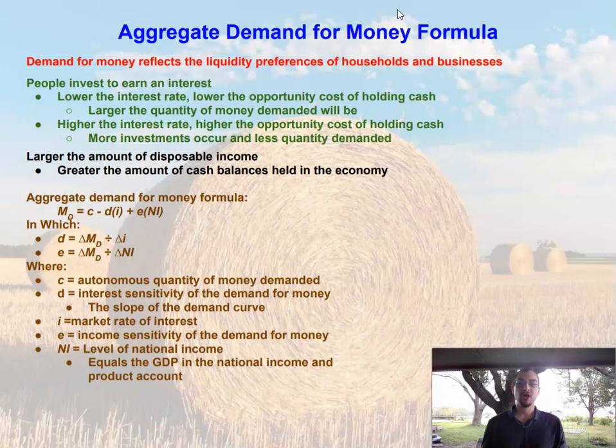So essentially, we know that the amount of cash we're going to keep on hand is going to be a function of our interest. The higher the interest that we can earn, the less money we're going to keep in cash, because we're going to be investing it in those assets. And we also know that the more disposable income we have, the greater our cash balances are going to be. Because we know those two things, we can create this demand for money. This demand for money is going to be this autonomous demand for money minus this interest sensitivity times the market rate of interest plus this income sensitivity for the demand for money that's tied to our income times our national income. So that's our aggregate demand for money formula.